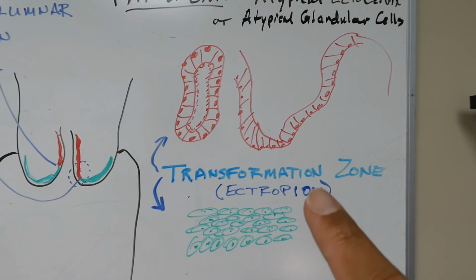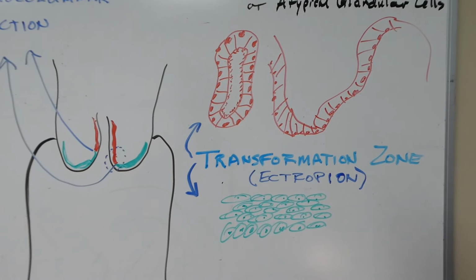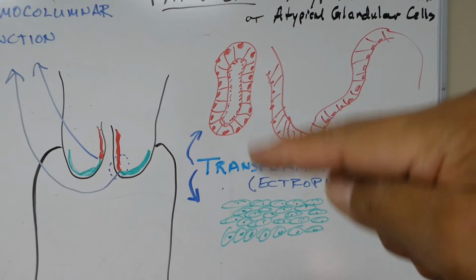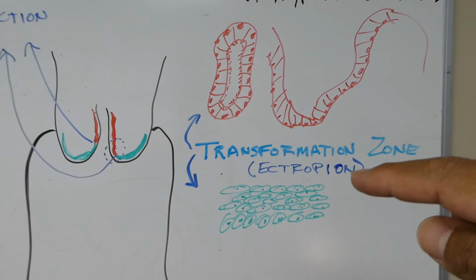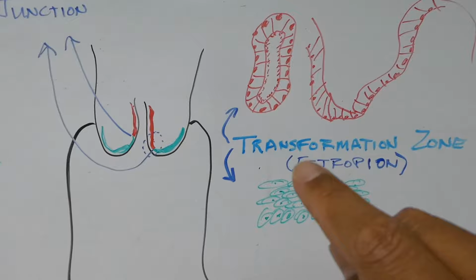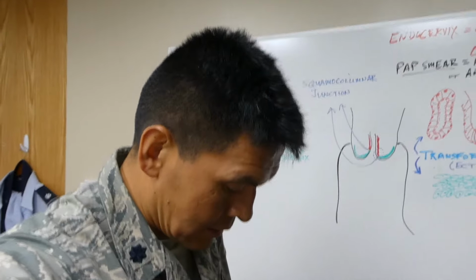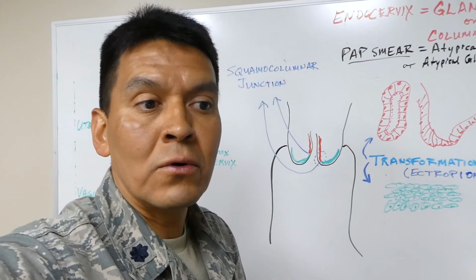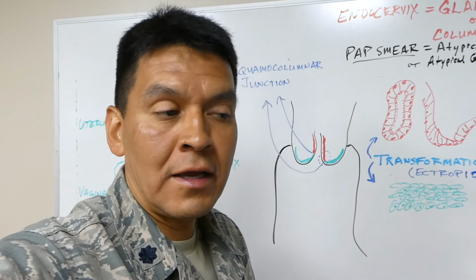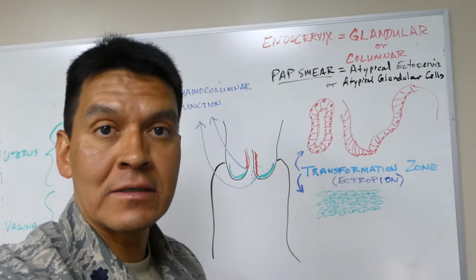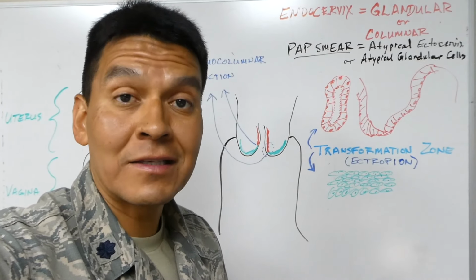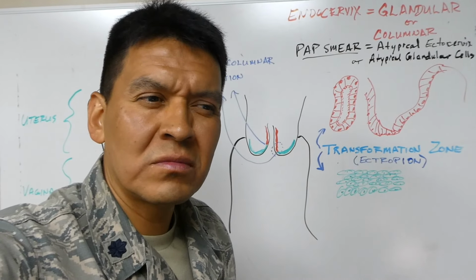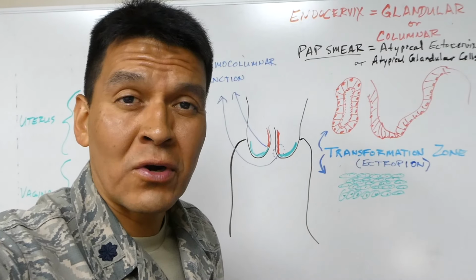So the transformation zone is where we want a biopsy to be taken. In the transformation zone, we can see both the squamous cells and the endocervix. This area is important because this is where dysplastic cancer can usually begin, squamous cell carcinoma or adenocarcinoma. And so usually that's where we also see pre-malignant cells. Dysplastic cells is what we also call them. We also call them either low-grade intraepithelial neoplasia or high-grade.